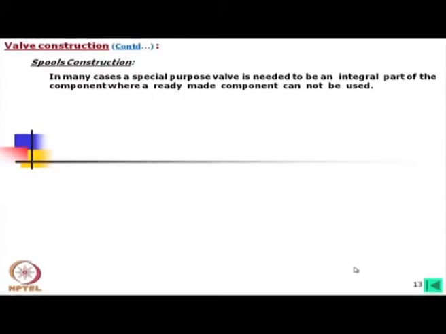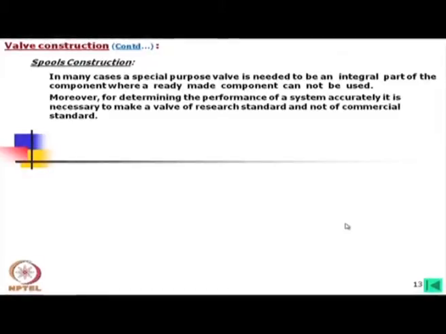In many cases, a special purpose valve needs to be an integral part of the component where a ready-made component cannot be used. Moreover, for determining the performance of a system accurately, it is necessary to make a valve of research standard and not of commercial standard.